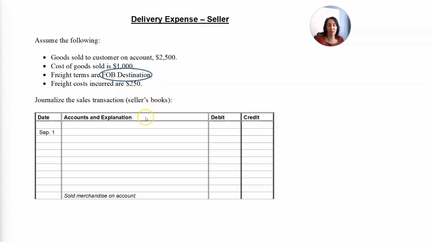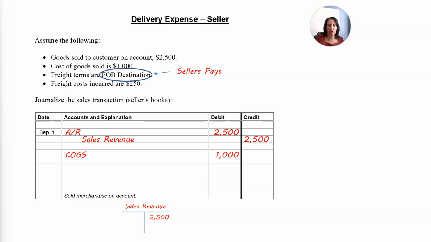So let's look at the journal entry. Nothing has changed, right? Same journal entry. Accounts receivable, sales revenue, cost of goods sold, inventory, right? You made $1,500 on the sale. When you look at these two guys together, that's your gross profit. But we also paid for freight costs. So if that's the case, we are just going to call it a delivery expense or a freight expense or transportation expense. Any of those are fine.